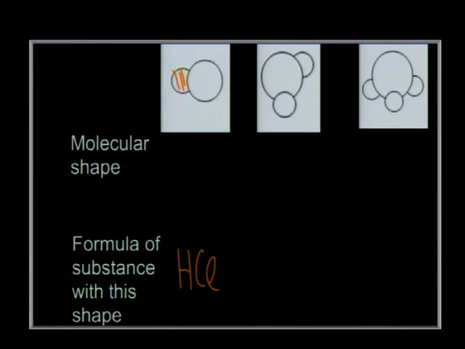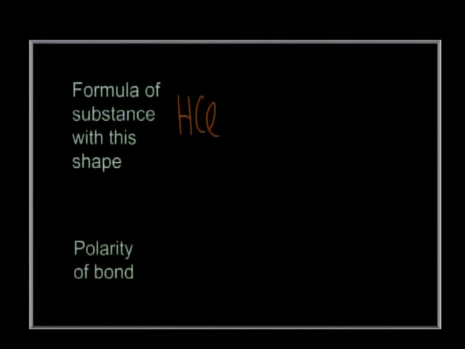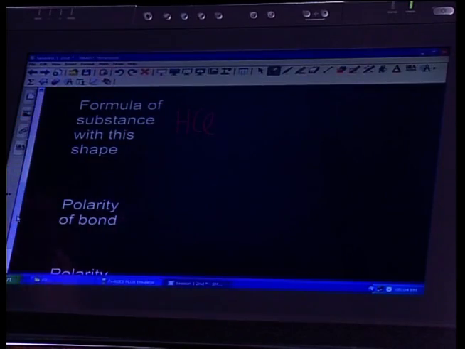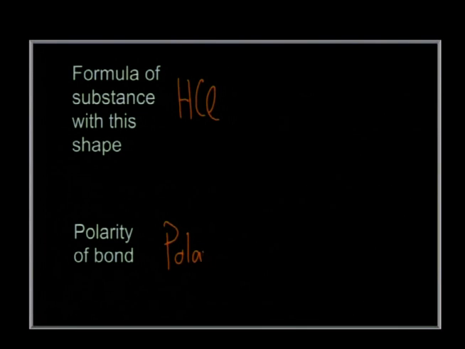Well, it's clear. It's in a straight line. It's linear. Let's work down in the table that you've got. What's the polarity of the bond? The difference between hydrogen and chlorine, there is an electronegativity number difference. Chlorine's 3.5, hydrogen's 2.1. If you subtract them, it's quite a big number. So this is a polar covalent bond.